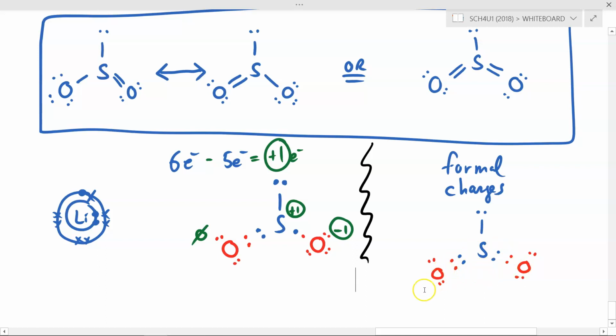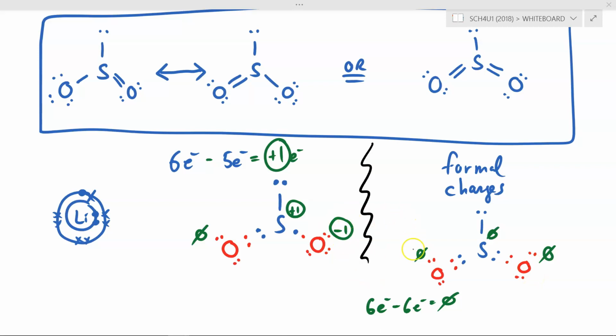With oxygen, it should have 6 electrons, and it currently has 1, 2, 3, 4, 5, 6. So 6 minus 6 means 0, so its formal charge is going to be 0. For sulfur, normally it also has a valence of 6 electrons, and currently has 1, 2, 3, 4, 5, 6 electrons, so 6 minus 6 equals 0. So it too has a formal charge of 0. This last oxygen, same calculation, will also have a formal charge of 0.